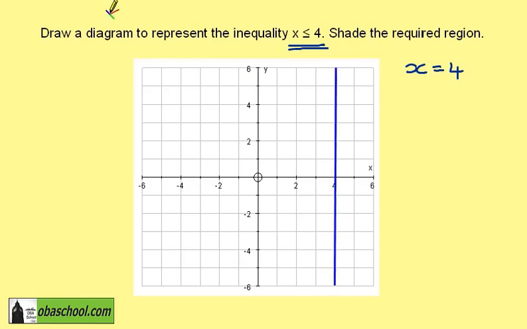It's a vertical line through 4. It needs to be drawn solid because the inequality is less than or equal to. We can see this is a solid line, and of course we should label it.